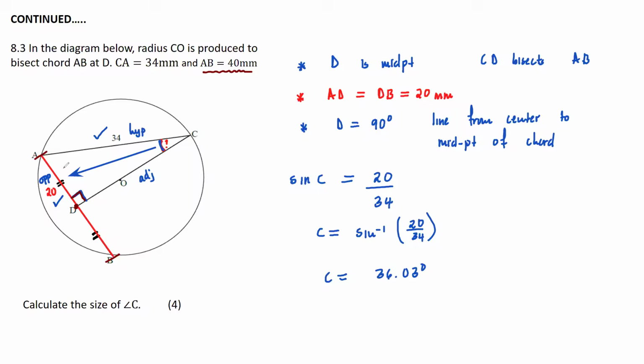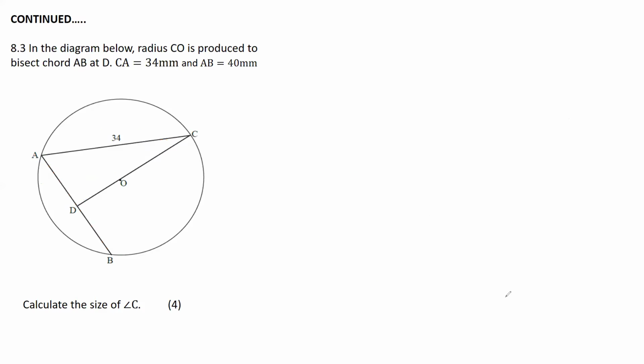Sine is opposite. Yes, the opposite is 20. The hypotenuse is 34. Sine C is opposite over hypotenuse right there. All right, I'm taking this out. It's gone. SOHCAHTOA is very useful in this case.